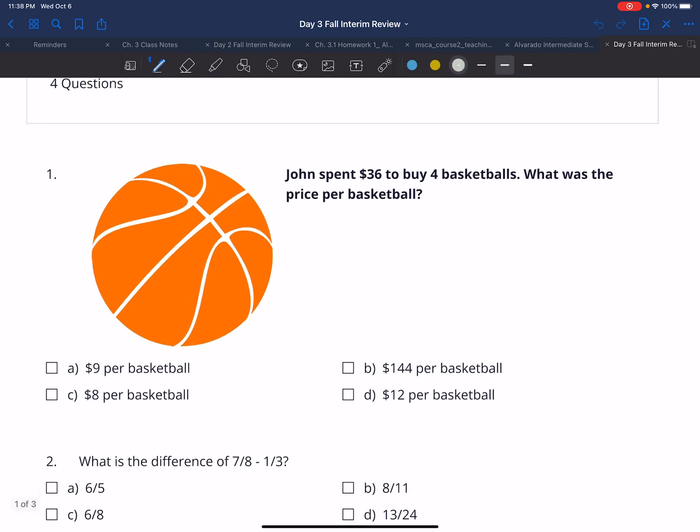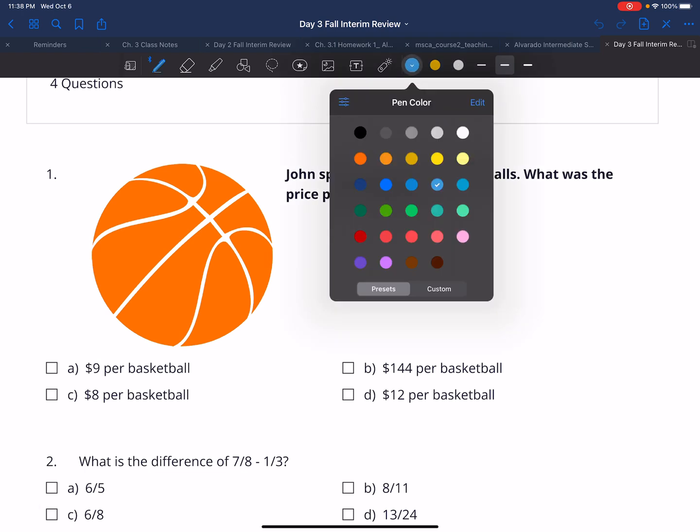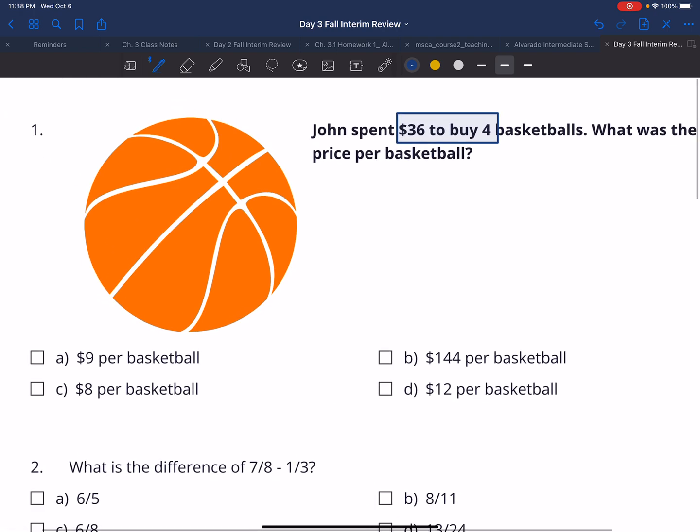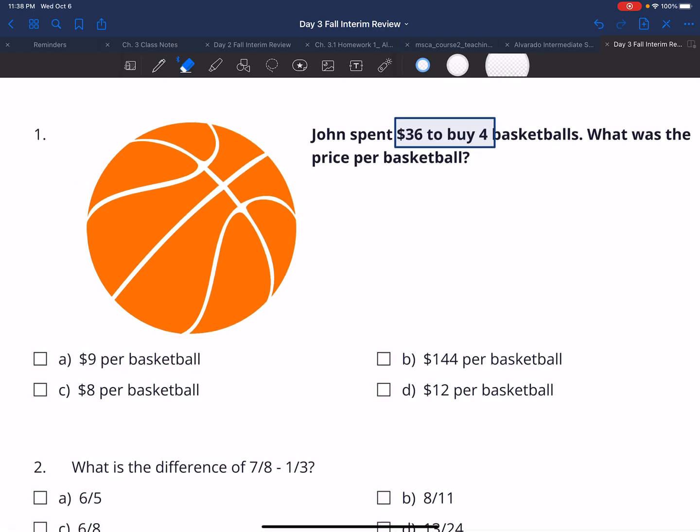Make it short and quick and simple. Okay. John spent $36 to buy 4 basketballs. What was the price per basketball? So here are some key points. He spent $36 for 4 basketballs. Okay, and they're asking what is the price per basketball?